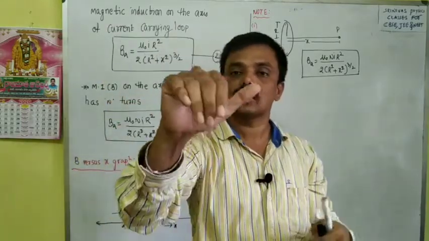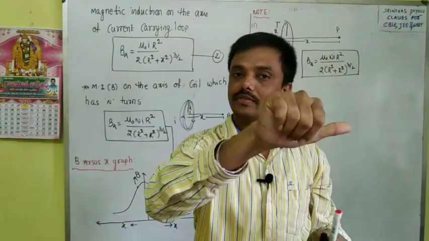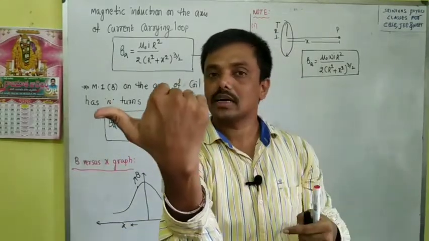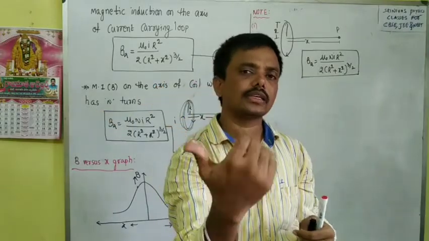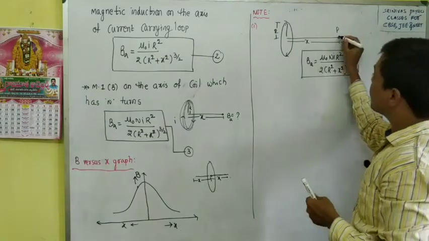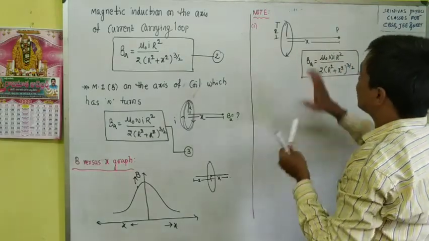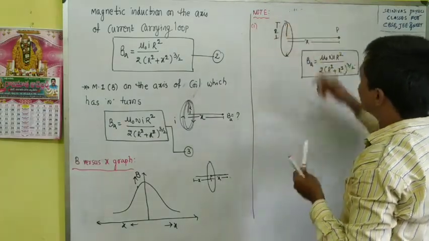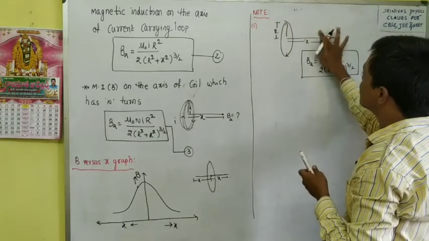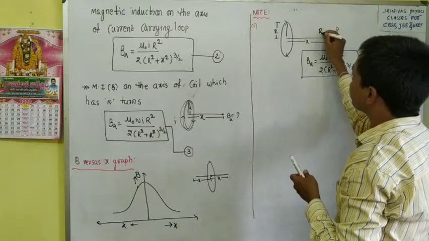If the current goes like this, curved fingers indicate the current. Field is left side. If the current is like this, then the field is right side. Like this, the field direction changes based on the direction of the current. Here, if it is like this, then we have to write the field as left side. Field on the axis will be left side.